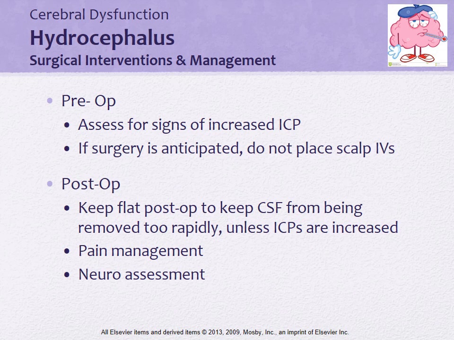As far as what you can do from a pre-op standpoint, you want to assess for signs of increased ICP, which a lot of them are going to have anyway, but if they're having further complications, you just want to make sure you are notifying the physician appropriately. If surgery is anticipated, do not place scalp IVs for the obvious reasons. They are doing a brain procedure, so you do not want a scalp IV in that place. You want them in other areas.